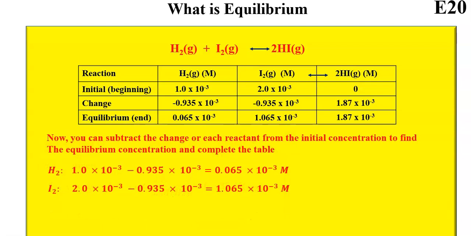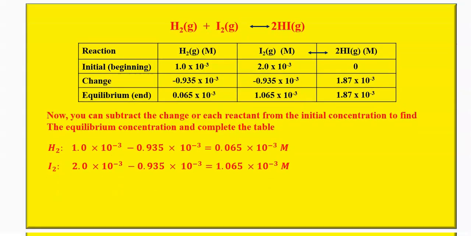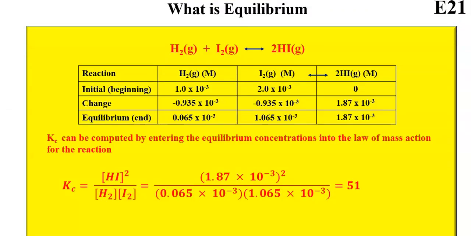All right, so now we can go ahead and write a law of mass action using the chemical equation up at the very top. This just shows that subtraction we just talked about for H2 and for I2. The law of mass action is going to be HI squared over H2 times I2 concentration. That's just writing the law of mass action in general form.